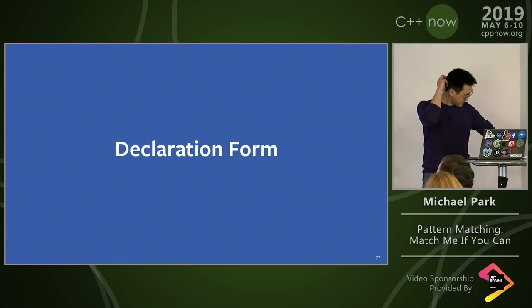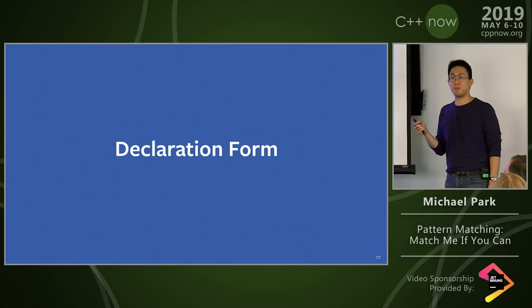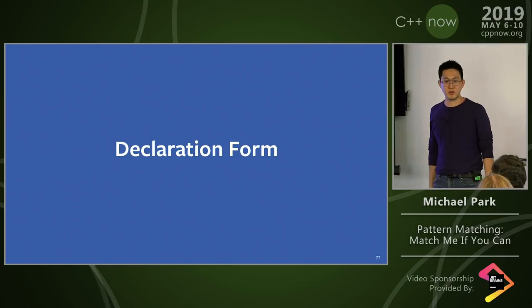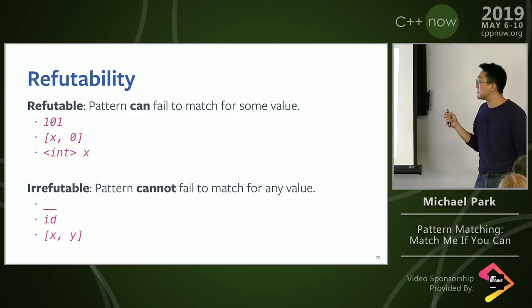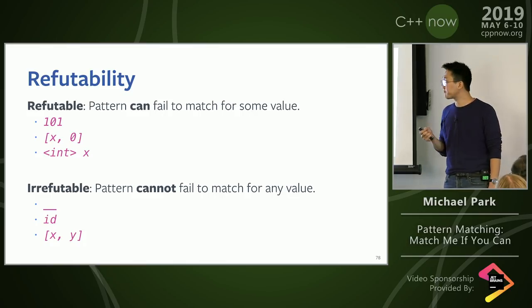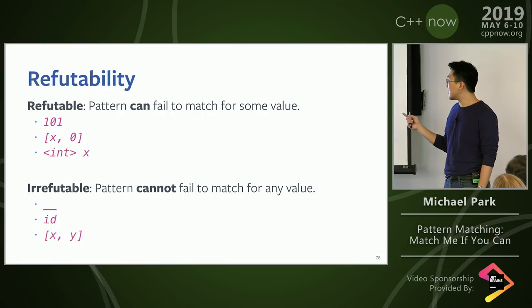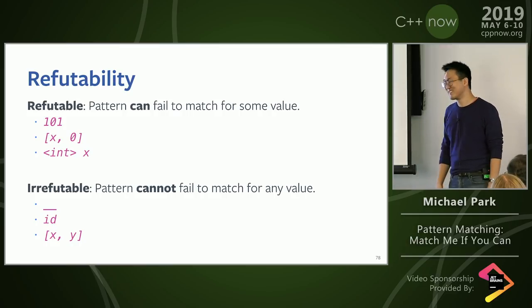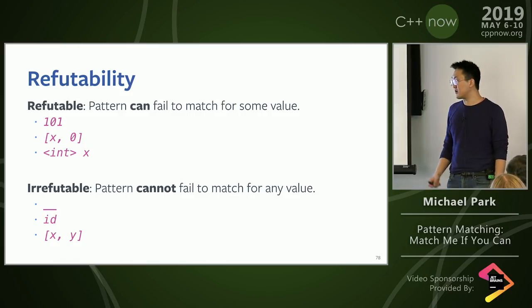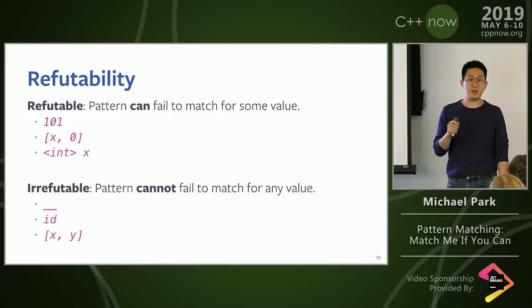Okay. So let's see. Let's do it. The declaration form is an interesting area to think through because we want this feature to be awesome, which means it should be cohesive through the language. First, we need to talk about refutability. A refutable pattern can fail to match for some value. Examples are literals inside compound patterns, or things like variants that would potentially not match, right? On the other hand, irrefutable patterns cannot fail to match for any value. So underscore is an example of that. An ID expression, or compound patterns that consist of only irrefutable patterns, remain irrefutable.